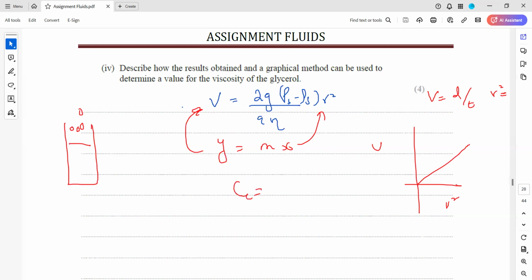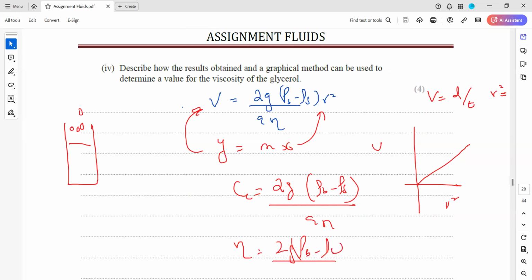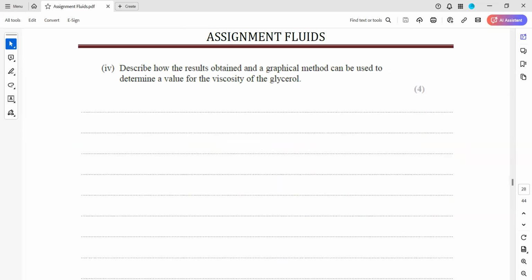The gradient of the graph will be equal to 2 times gravity, the difference in density of ball bearing and density of glycerol, over 9 eta. So if we need the viscosity, the viscosity will be 2g times the difference of the densities of the two, divided by 9 times the gradient. That's how we work out the viscosity. You have to learn this, it is a common repeated question in which you have to work out the viscosity of an object.